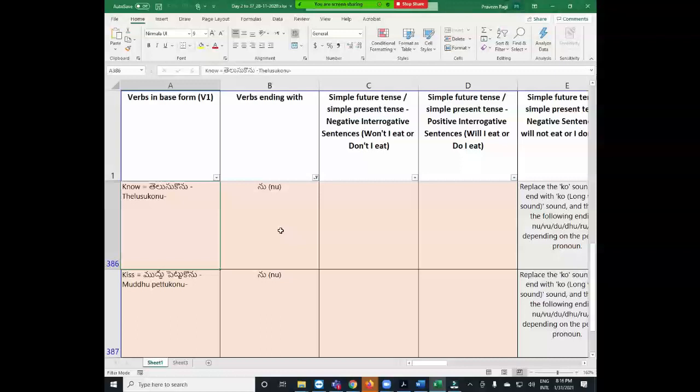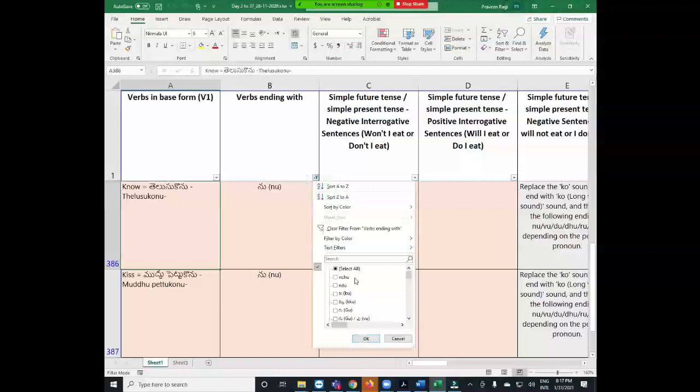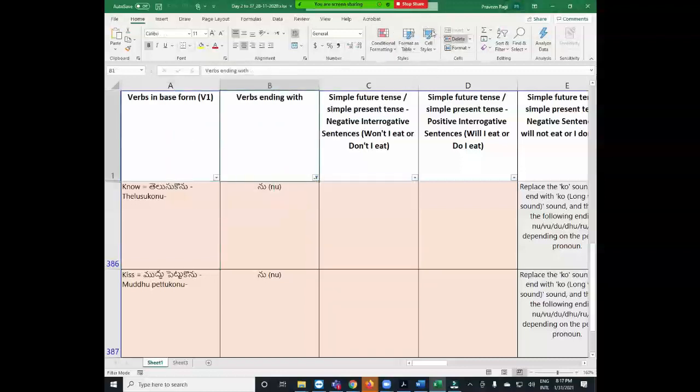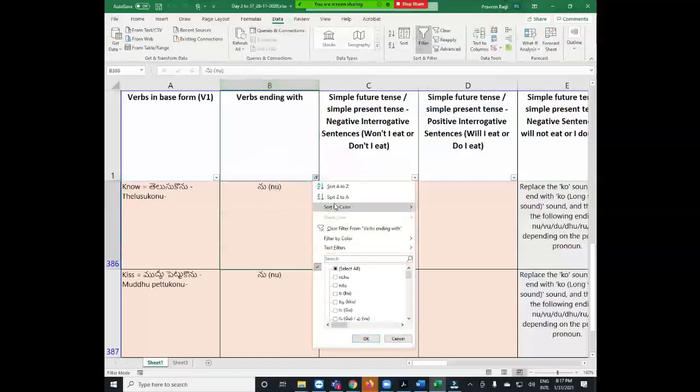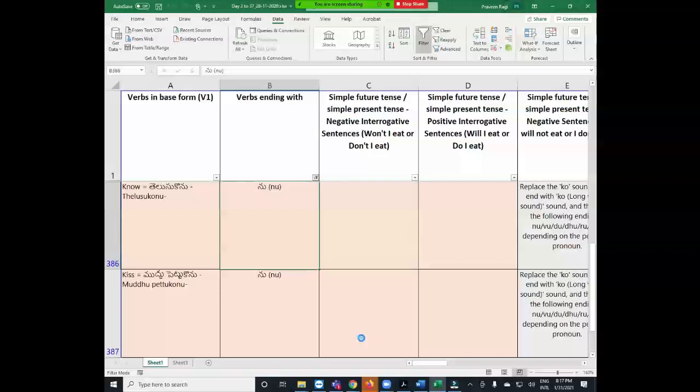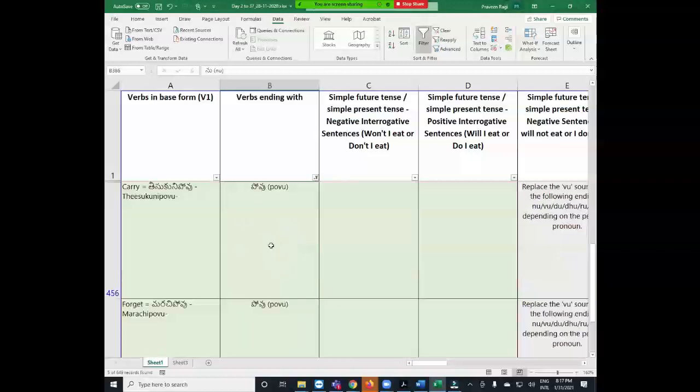different tenses. If you look here, in the initial columns, I divided the verbs based on the verb ending. You enable the filter button. In the Data menu, you will find the filter button. I think it's already enabled. You can download it and go through. If you click here, you will see the verb endings. For example, if you want to see the verbs ending with only povu, I'll just click this one. Then I can see only the verbs which are ending with povu.